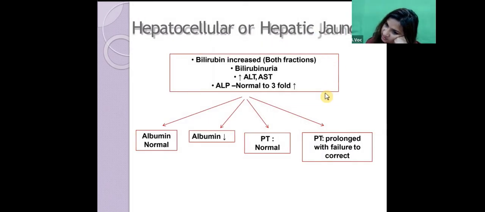All right. There is the flow chart of hepatocellular, hepatic jaundice also. Bilirubin is increased, both fractions, direct and indirect. Bilirubinuria is there. ALT and AST are increased. ALP can be normal and can also be increased up to threefold depending upon the severity of the damage. Then albumin may be normal or decreased, PT is normal, and PT can also be prolonged with failure to correct.